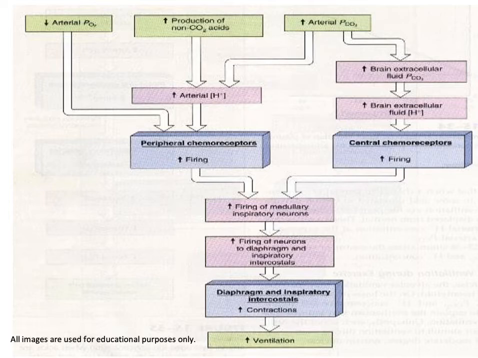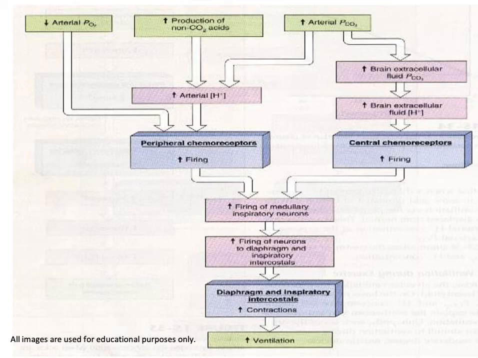This diagram is a summary of the reflex modification of breathing, which happens with three stimuli here. The first stimulus is the partial pressure of oxygen in the arterial blood. A decrease in the partial pressure of oxygen in the artery will activate the peripheral chemoreceptors.